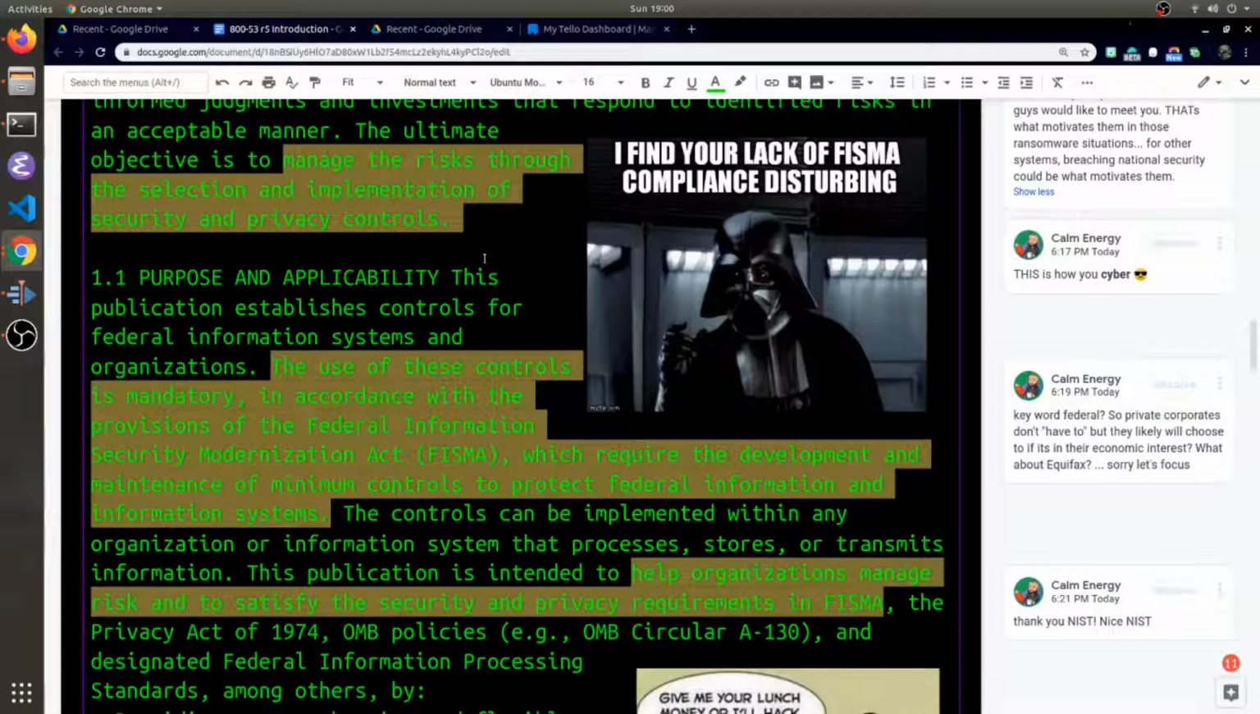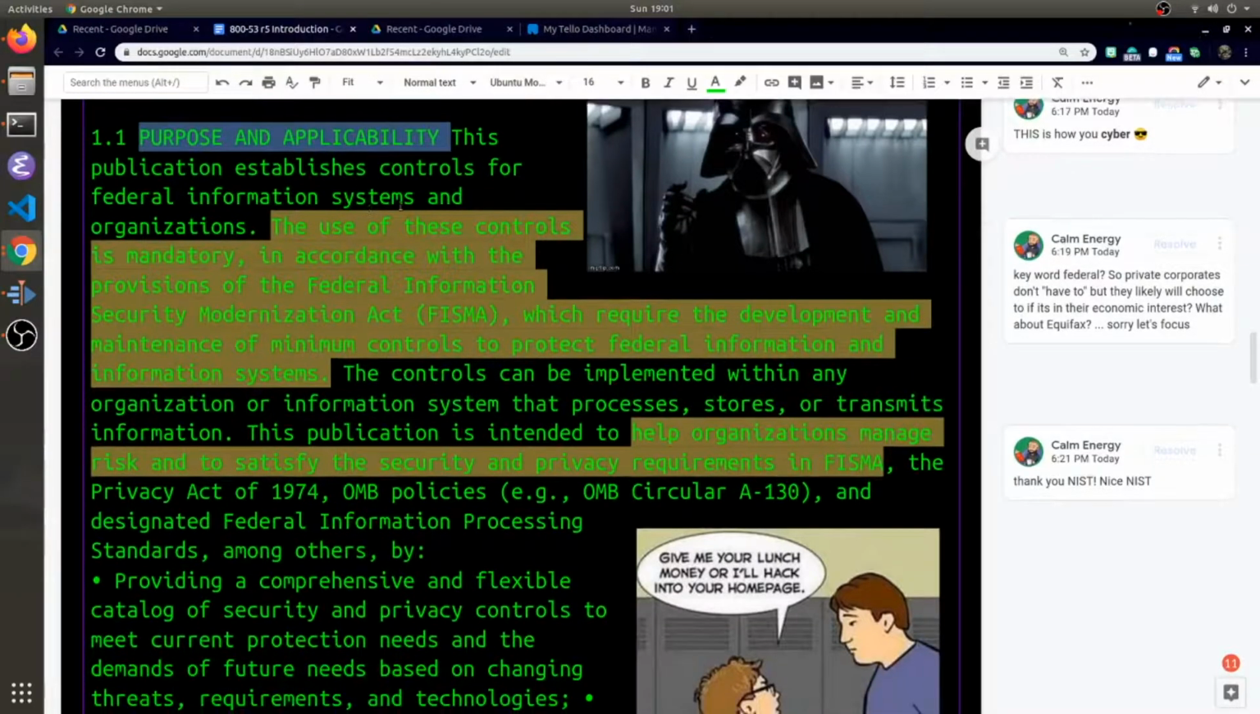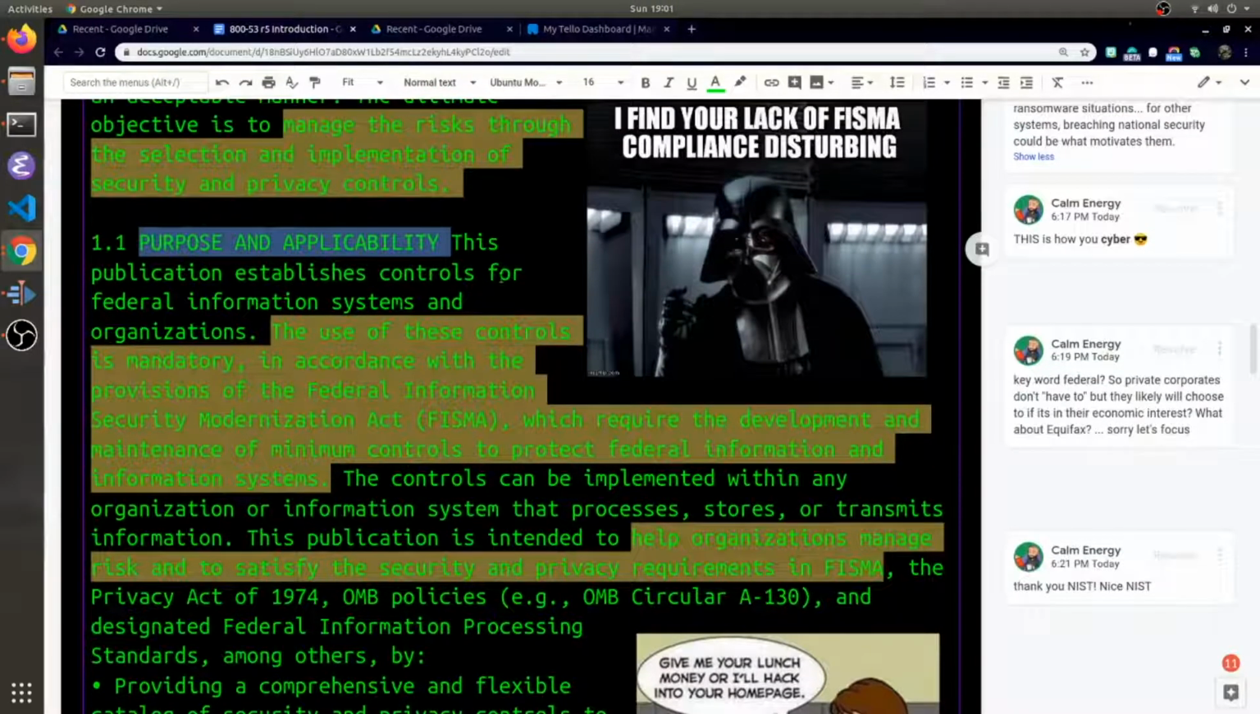Somebody once told me their job, in this field at least, is to not only mitigate risks, but to annoy anyone trying to take advantage of any of the vulnerabilities that exist. So anyways, the ultimate objective is to manage the risks through the selection and implementation of the security and privacy controls you're going to read here. Chapter 1.1 will talk about purpose and applicability. I can't even say that word, applicability.